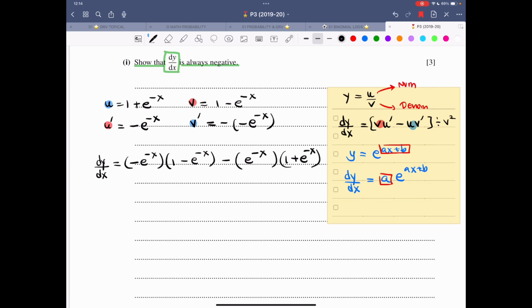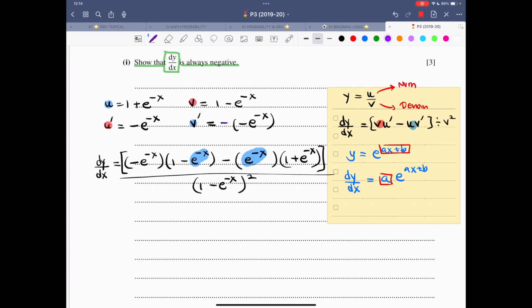Now it's very common that people tend to forget that there is a division sign also, and that is v squared. So this is 1 minus e raised to the power of negative x, the whole thing squared. Now what more needs to be done? We should take something common out. So I can take e raised to the power of negative x common out. And this negative that was becoming positive, so keep that in mind.